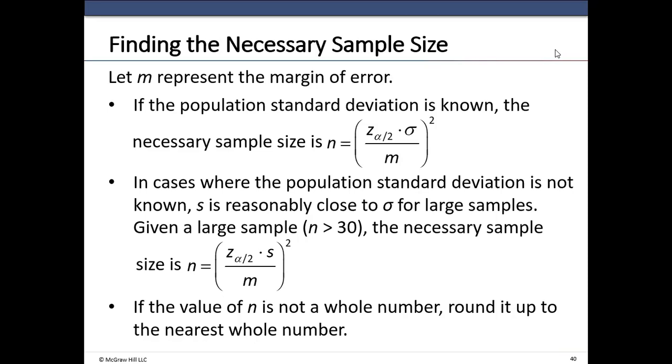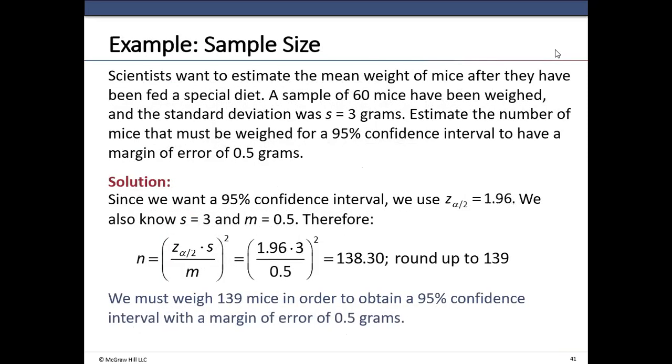If the value of n is not a whole number, round it up to the nearest whole number. So scientists want to estimate the mean weight of mice that they have been fed with a special diet. A sample of 60 mice have been weighed and the standard deviation S is 3 grams. Estimate the number of mice that must be weighed for a 95% confidence level to have a margin of error of 0.5 grams. So 95% confidence level means Z alpha by 2 is 1.96.